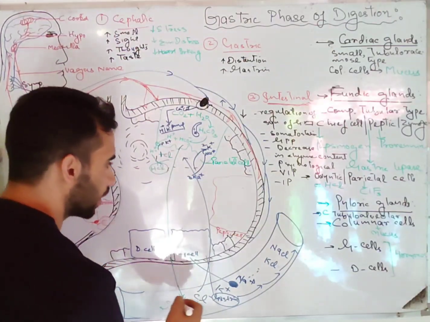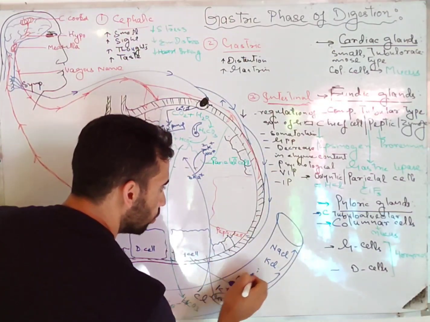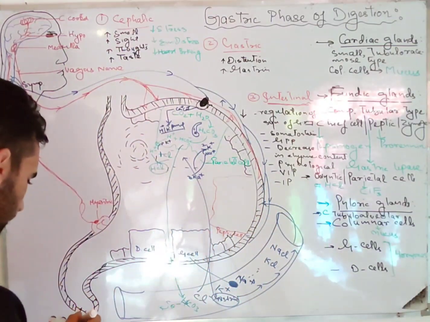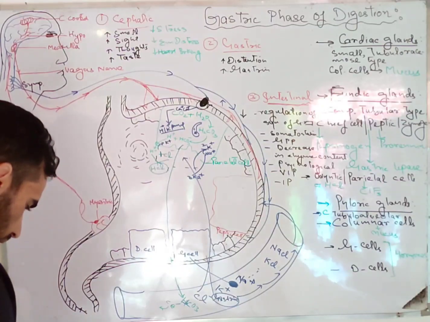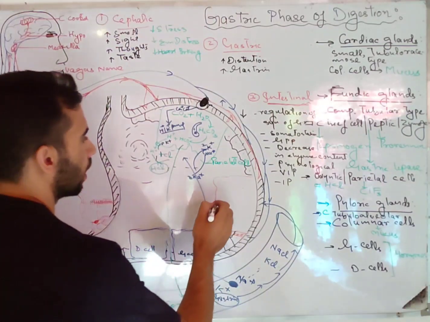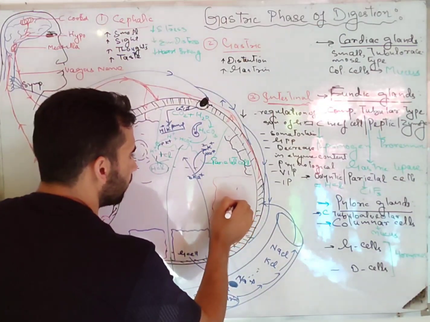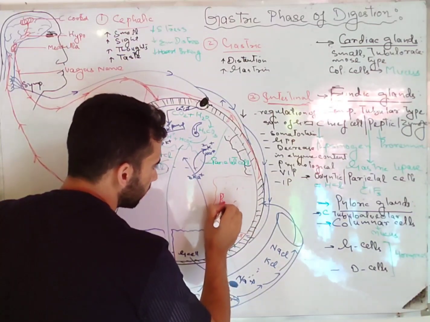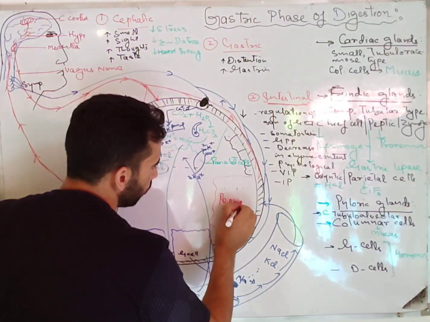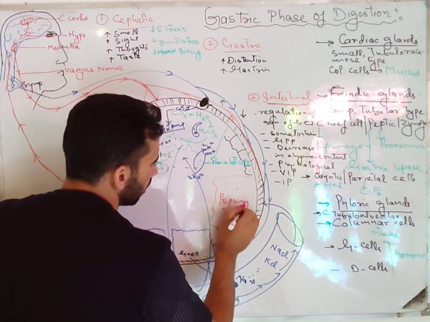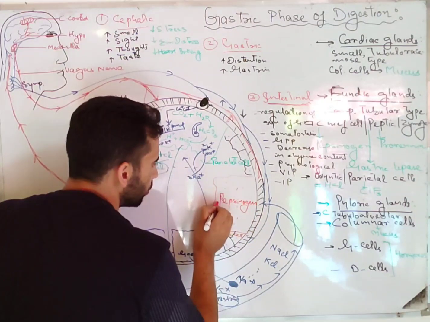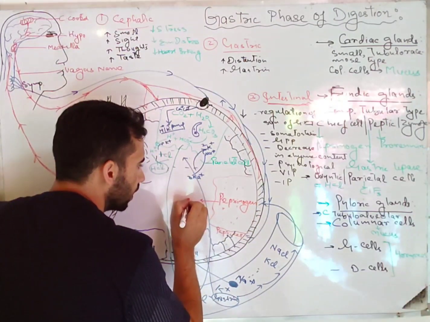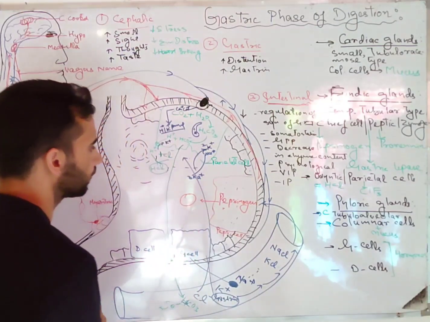At the very same time, this gastrin also induces another cell, which is the peptic cell, to synthesize an important enzyme in its inactive form known as pepsinogen. Once pepsinogen is synthesized, it comes out here into the lumen.